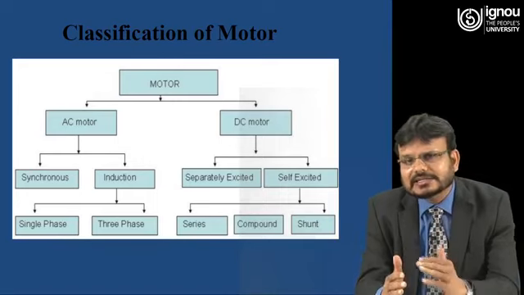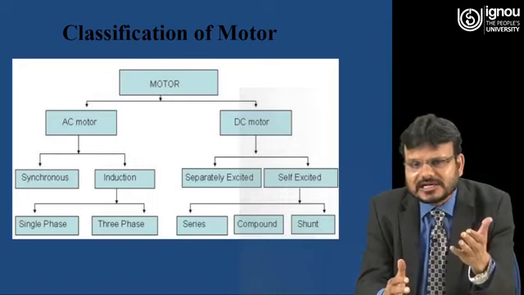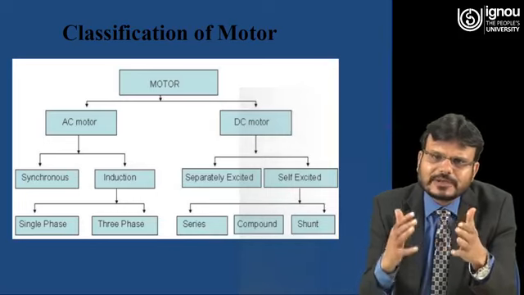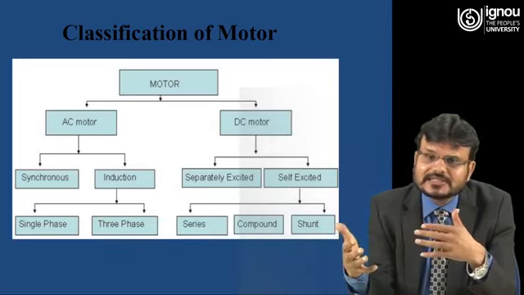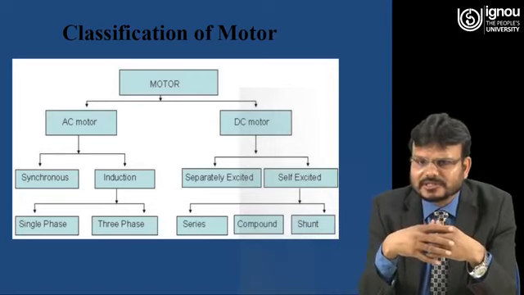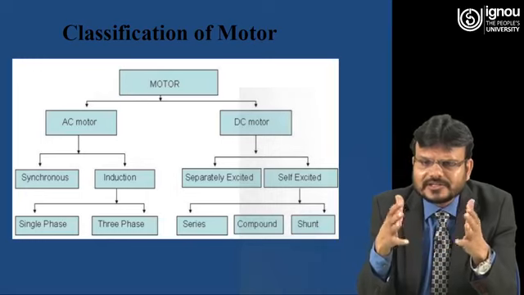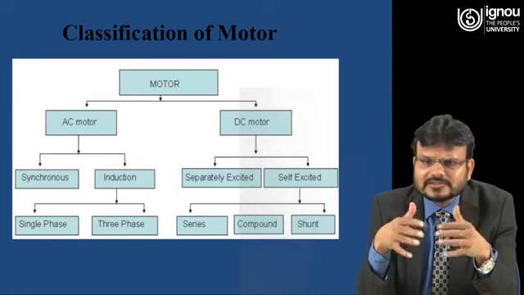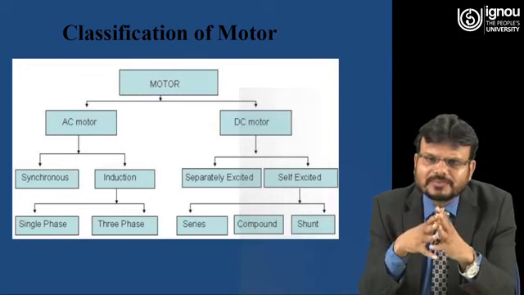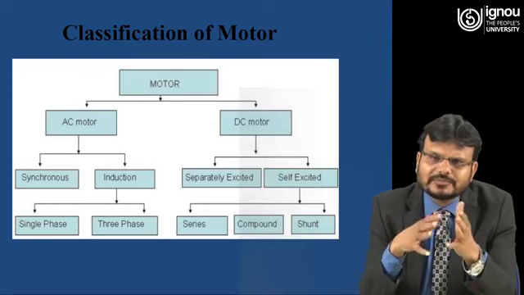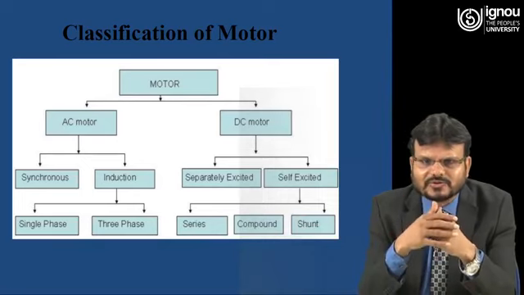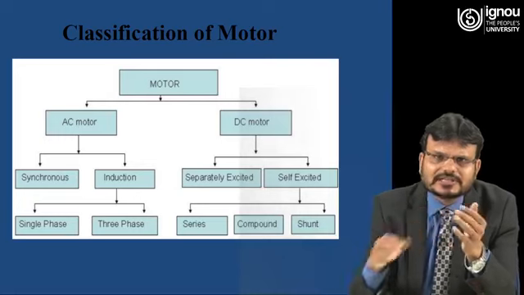If the field winding is connected in series with the armature, then it is called a series DC motor. If the field winding is connected in parallel with the armature, then it is called a shunt motor. If both windings are there, series and shunt, then this type of motor is called a compound motor. The compound motor can again be classified as differentially compound motor and cumulative compound motor. Then we come to the AC motor.